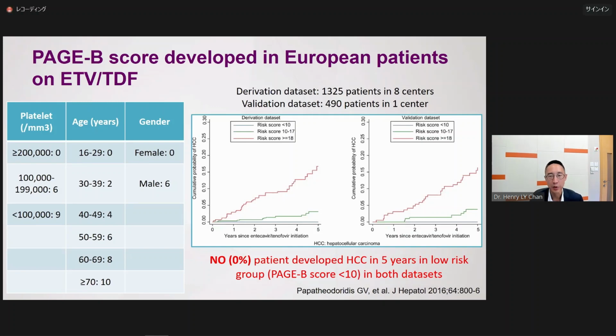And no patient developed HCC in 5 years in the low risk group in both the derivation data set and the validation data set. So it seems that PAGE-B score is a perfect score in European patients on ETV, and it seems that cirrhosis is not important.